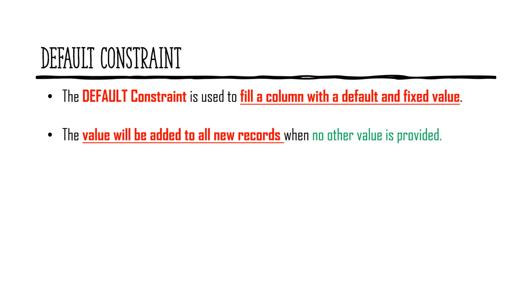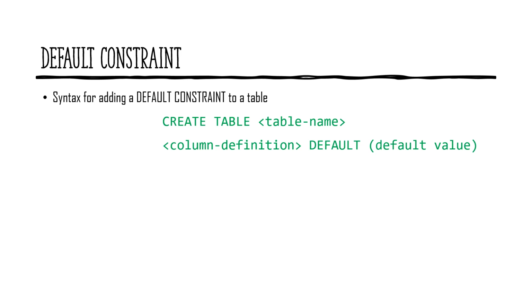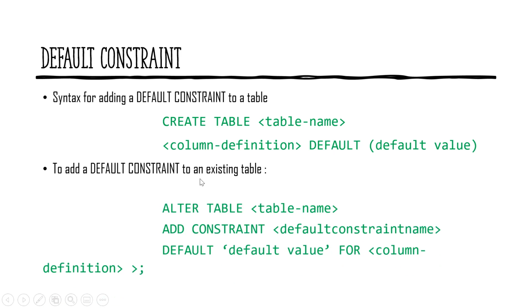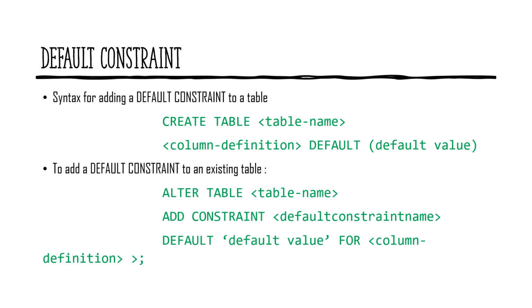So far we learned that the default constraint is used to fill a column with a default, fixed value. In our case, our fixed value for the city was Paris, and the value will be added to all new records when no other value is provided. So here is the syntax for creating a default constraint on a table: create table, table name, the column definition, the keyword default, and the default value. And to add a default constraint to an existing table, you can use the alter table statement to add the default constraint.